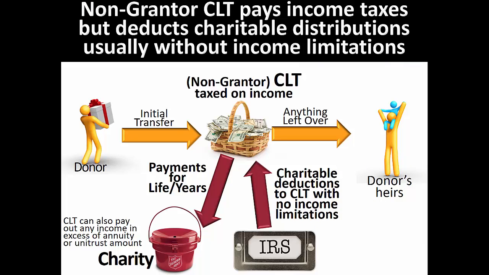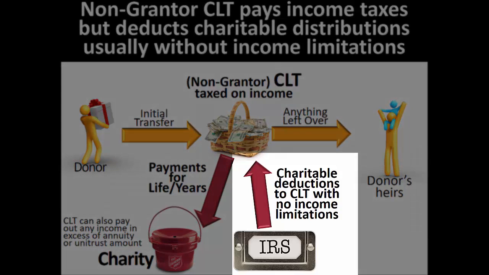By transferring the income earning assets to a non-grantor charitable lead trust, the donor no longer reports future earnings as income. Instead, the trust itself reports these earnings and pays taxes on them. Normally, this would not be considered a tax benefit because trusts have a compressed tax schedule. In other words, they pay the highest tax rate at a much lower level of income. However, a non-grantor charitable lead trust can normally deduct payments to charity with no income limitations.